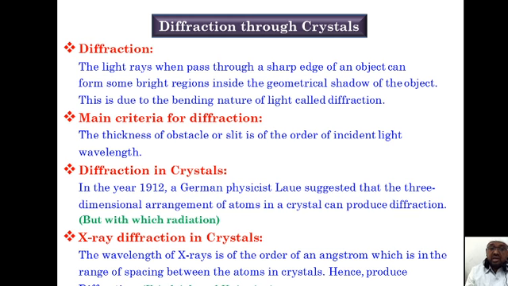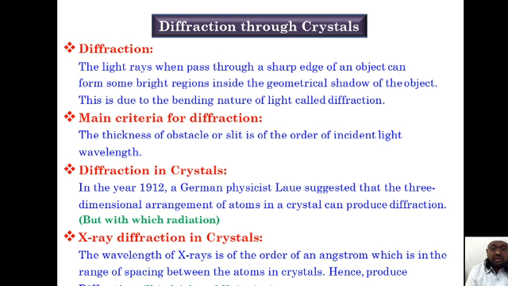So what is the important condition for diffraction to take place? The obstacle, the object, or the slit through which the light ray is passing should be comparable with the incident wavelength of the light. And diffraction in crystals was proposed by the German scientist called Laue, who suggested a three-dimensional arrangement of atoms in the crystal, which we already know, and that this three-dimensional arrangement of atoms can produce diffraction.